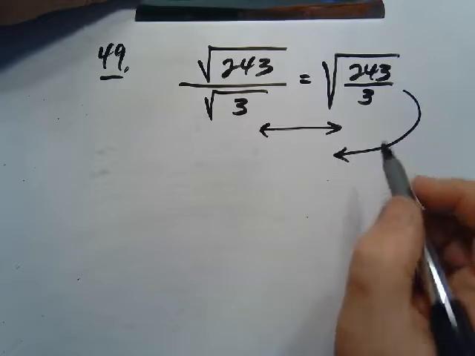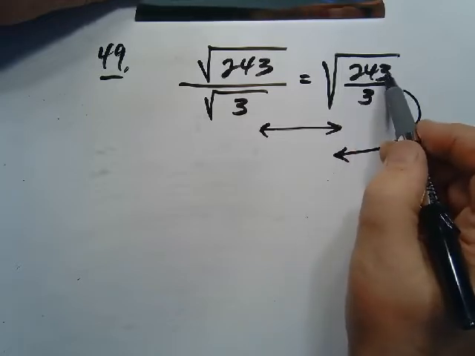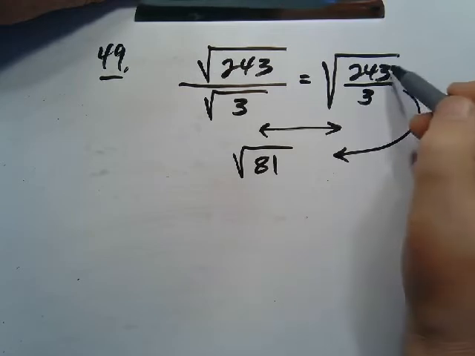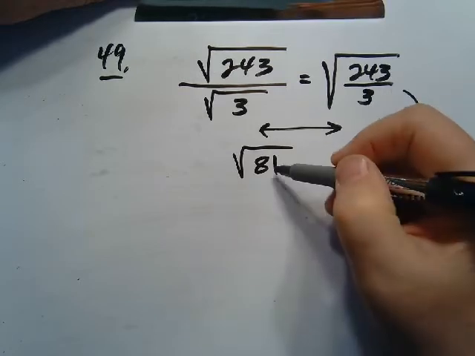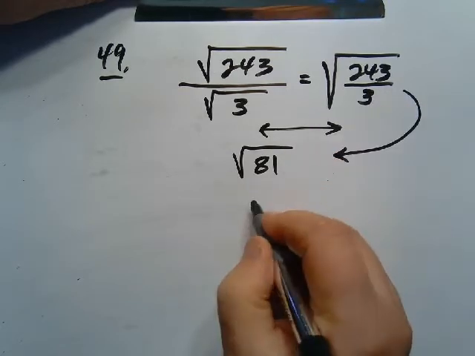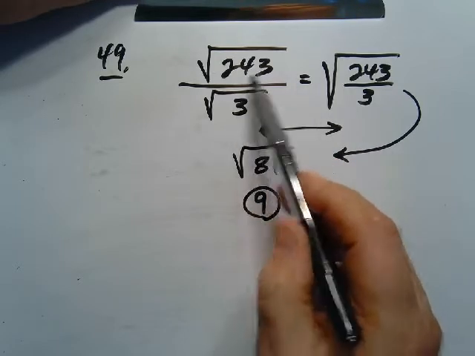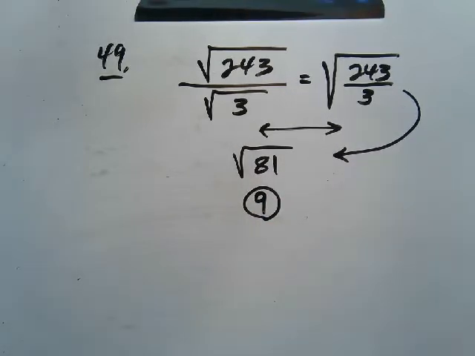And I know that because when I divide 3 into 243, it gets to be 81. 243 divided by 3 is 81. And the square root of 81 is 9. So my answer is 9 here. If you did this with your calculator, you'd see the same thing. Here I didn't need to use the calculator to do that.